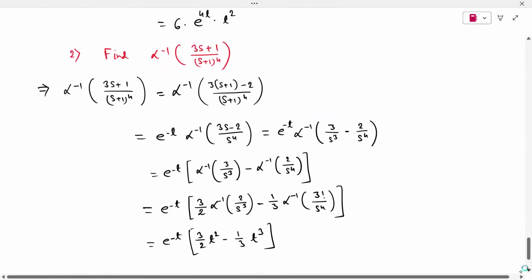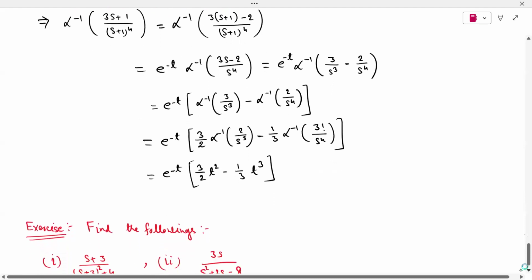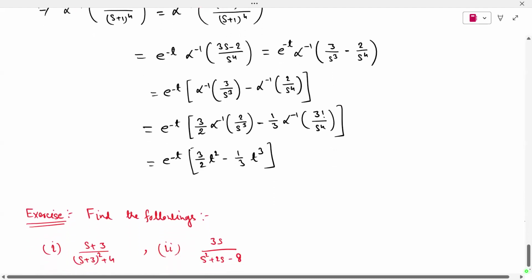There is a similar type of exercise, another exercise. You just try to do it yourself first. I already give you the solution, but try to solve this yourself and check with the solution. Also, I'll give you two more examples. Try to solve these as an exercise. Next day, we will see some more properties of the inverse Laplace transform.